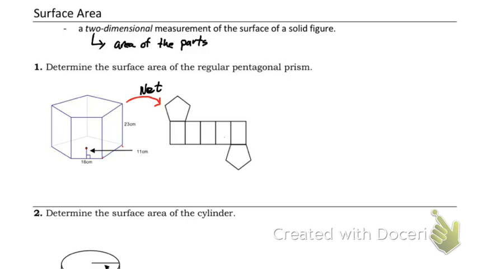Okay, so we're supposed to find the surface area of this 3-dimensional shape. The first thing we do is decide how many shapes make this up. We're going to start off with this pentagon. We have 1 pentagon, 2 pentagons. So when I'm looking for the surface area of the shape, the first thing I'm going to do is find the area of my 2 pentagons.